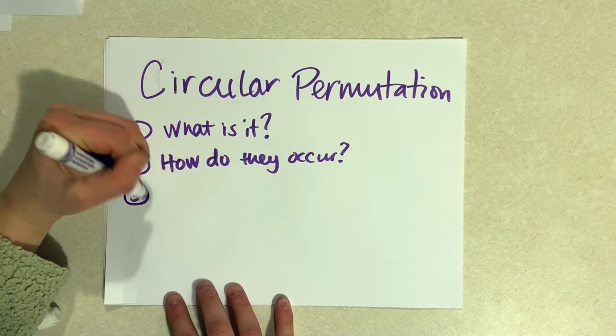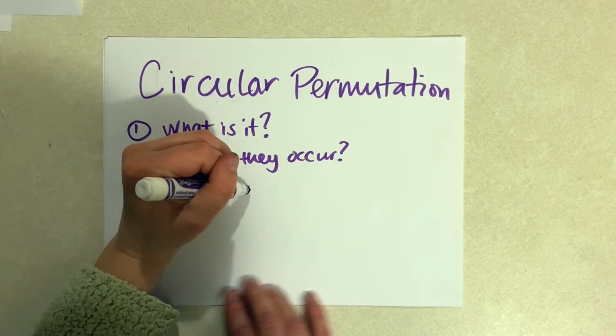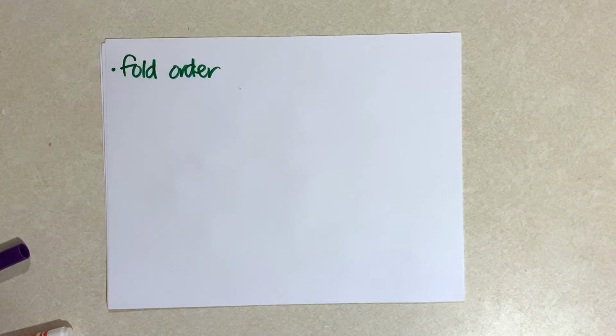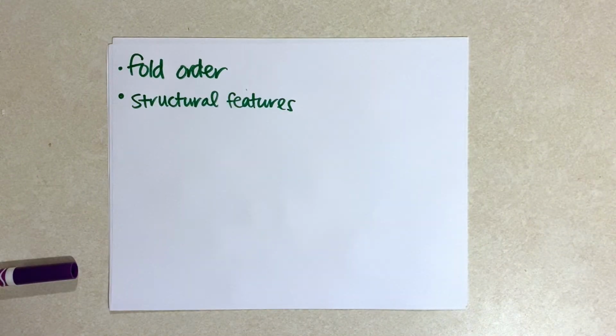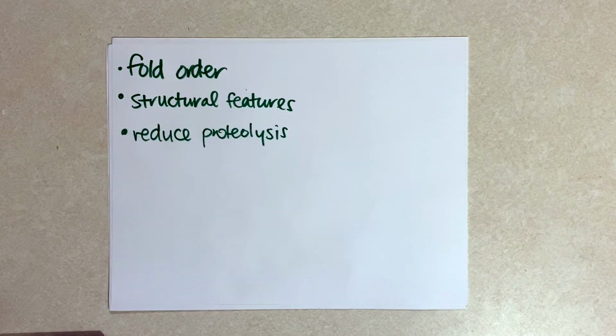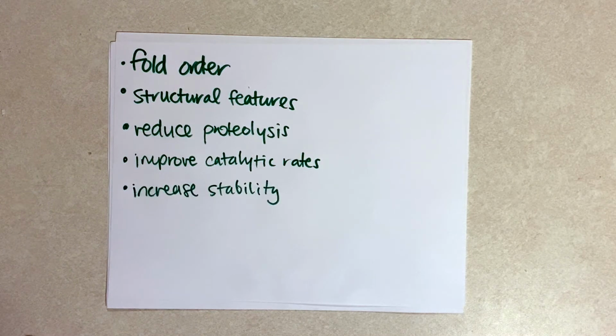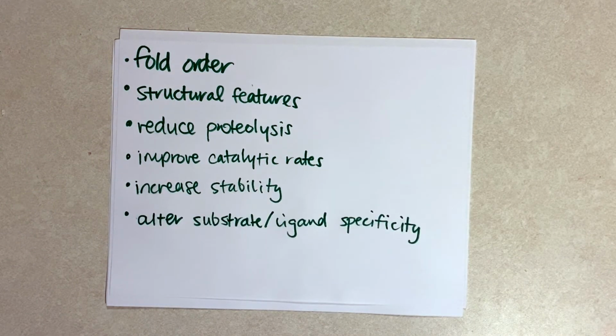So what are the advantages of using circular permutations in protein engineering? The addition of circular permutations can provide information about the folding order and role of specific structural features in the original protein. They can also be used to change properties like reduce proteolysis by protecting the C and N termini, improve catalytic rates, increase stability, and alter substrate or ligand specificity.